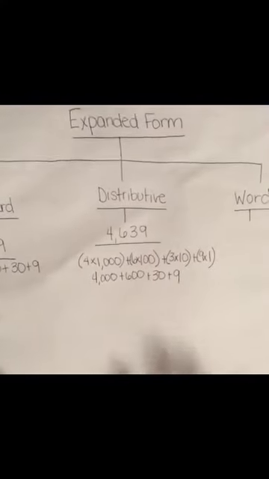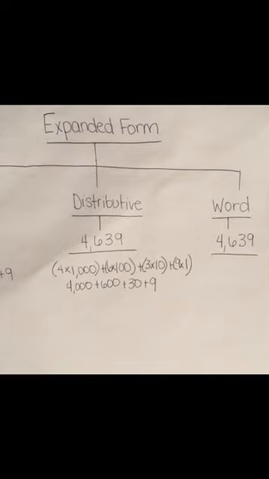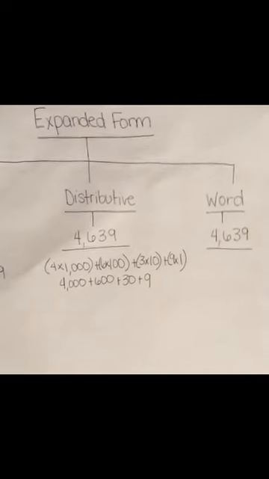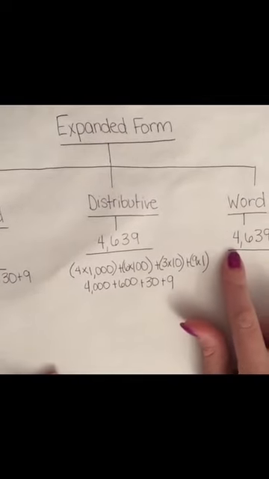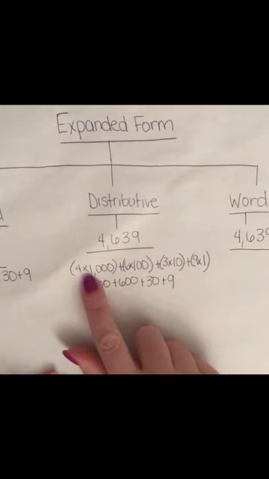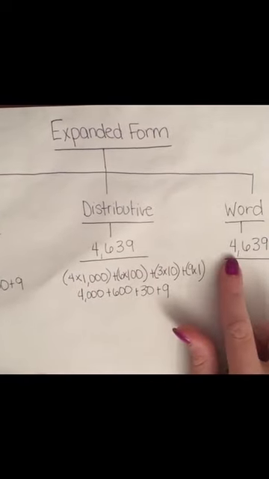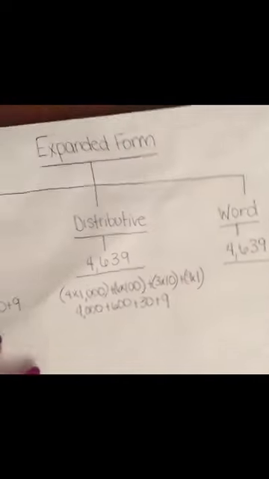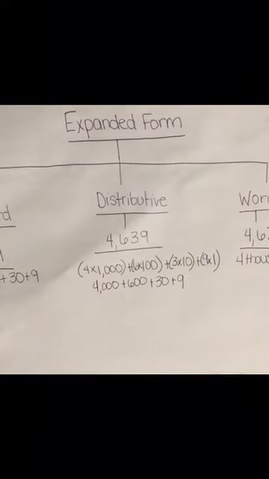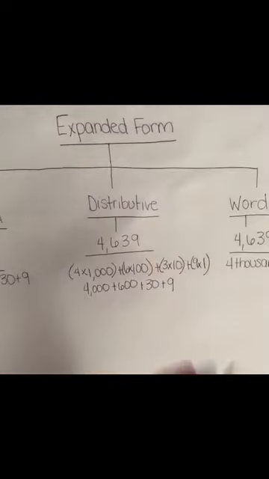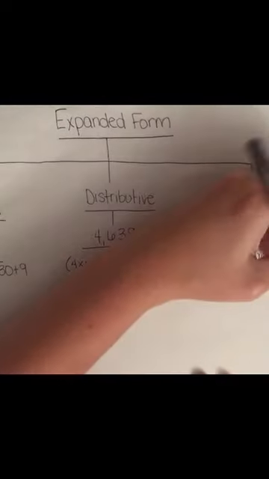Finally, we have word. So we're going to use the same number, 4,639. Now word gets a teeny bit tricky in that we can rename numbers, which we'll be talking about more on Thursday probably. But if we look at this, now we're just going to use words. So kind of like over here, we have in the thousands, well, how many? 4. So we're going to write 4 thousands plus, back over the hundreds, 600s.